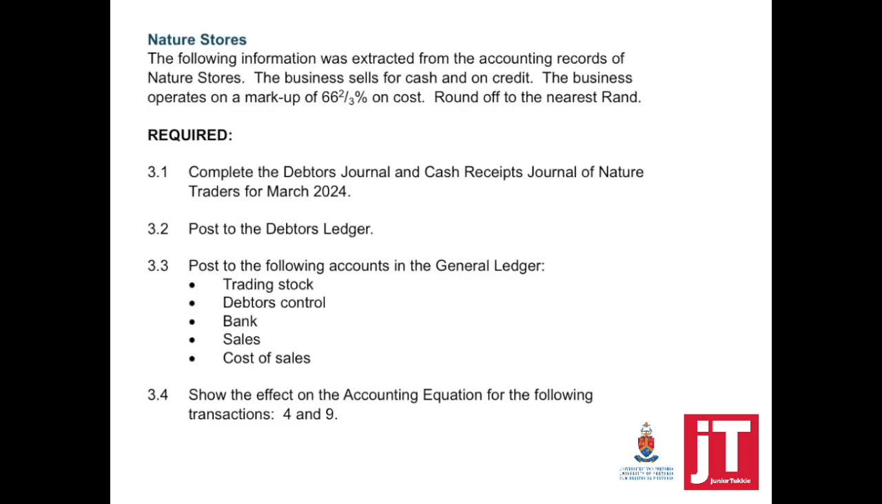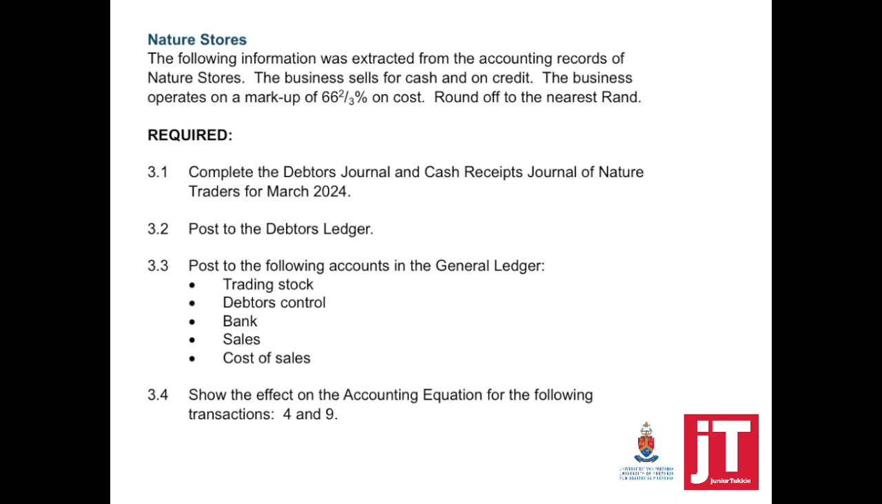The following information was extracted from the accounting records of Nature Stores. The business sells for cash and on credit. The business operates on a markup of 66 2/3% on cost, round off to the nearest rand. Required, complete the debtors journal and cash receipts journal of Nature Traders for March 2024.